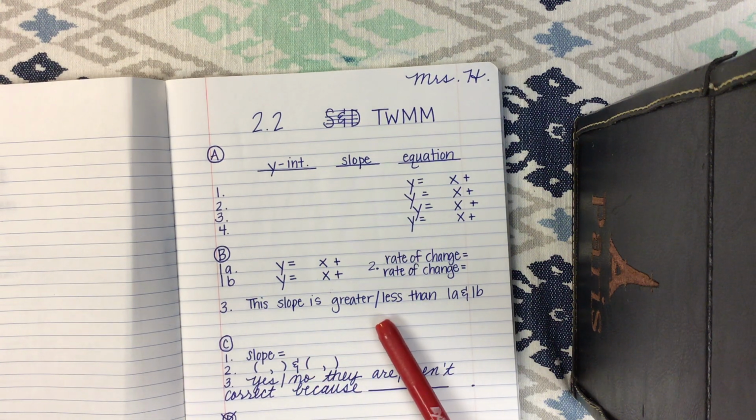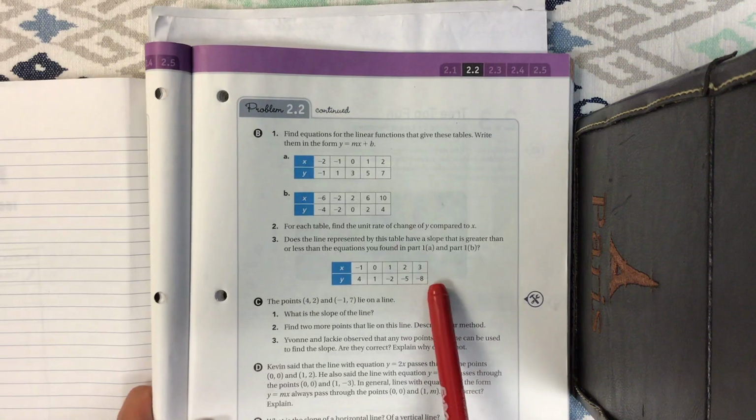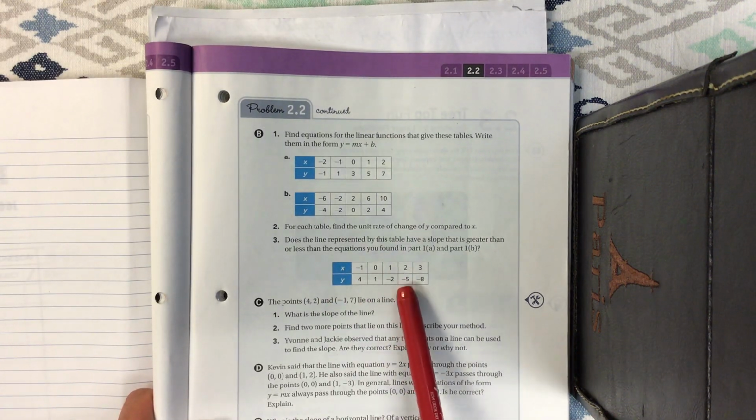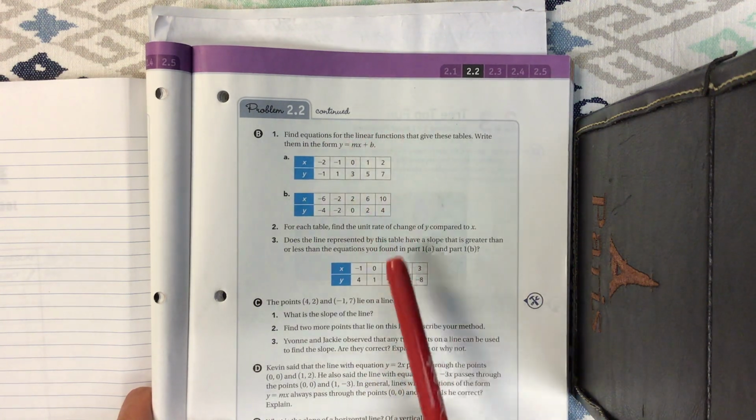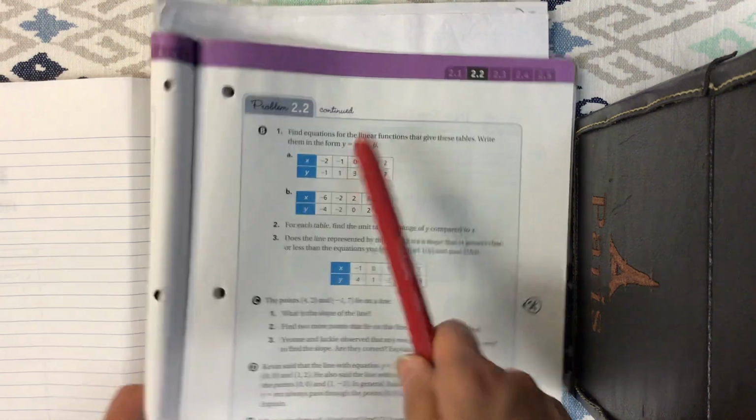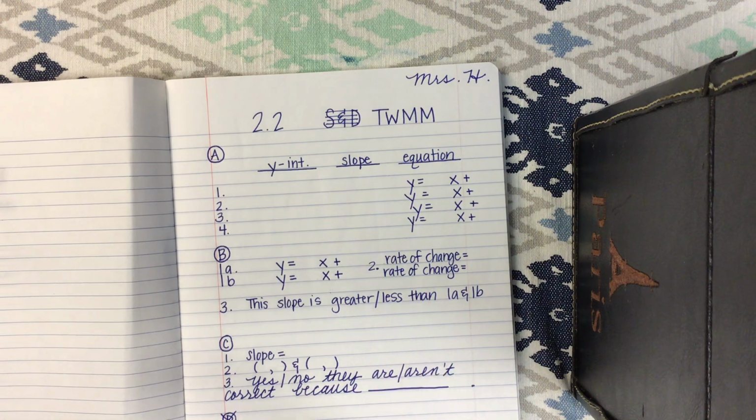C is wanting to know whether this new picture they give you right here has a slope that is larger than or smaller than these slopes up here. So find this slope, compare it to these two, and tell whether it's greater or less than.